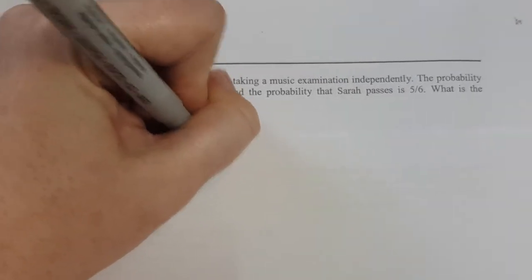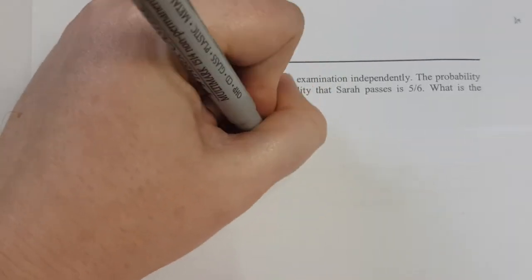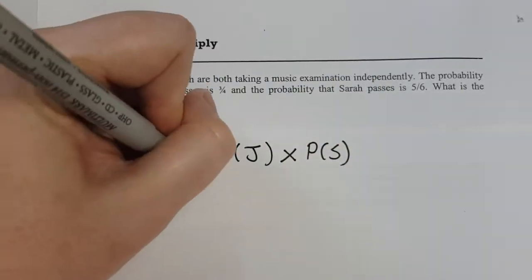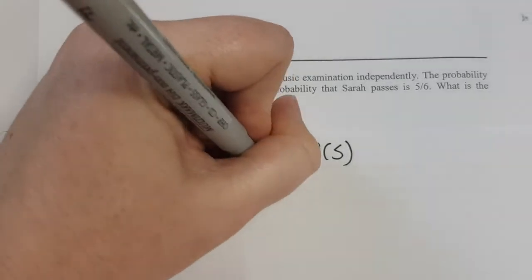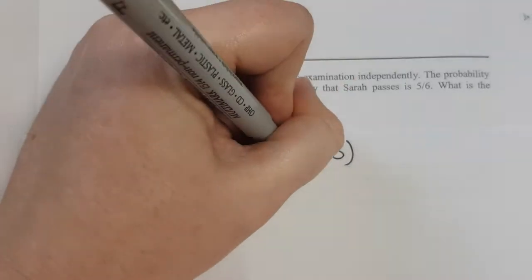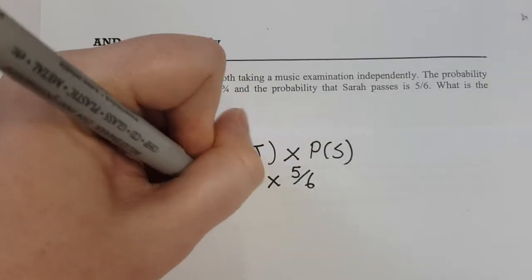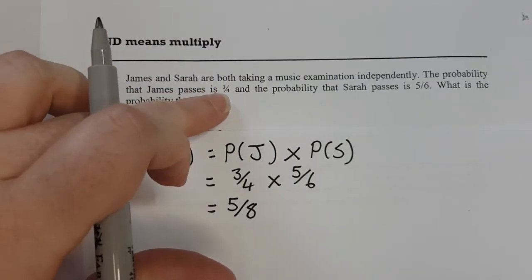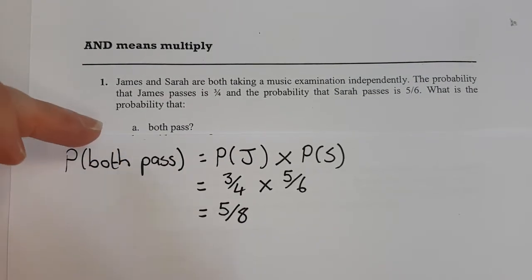So the probability that both will pass is going to be the probability that James passes, and, so I multiply, the probability that Sarah passes. The probability that James passes is 3/4, and the probability that Sarah passes is 5/6. So 3/4 times 5/6 gives you an answer of 5/8. Whenever the question gives you fractions, you give the answer in fractions. Whenever the question talks about decimals, you give the answer in decimals.